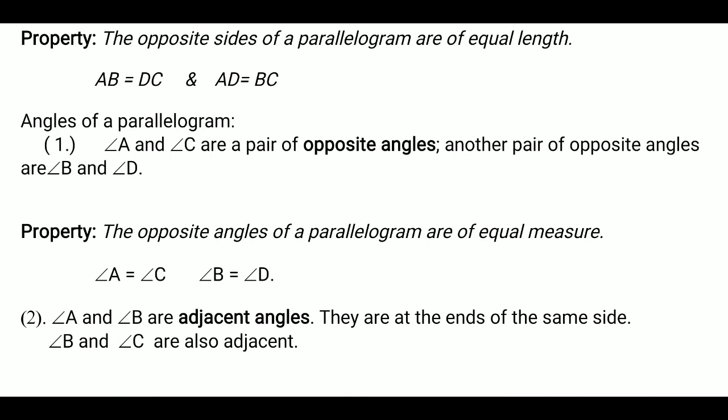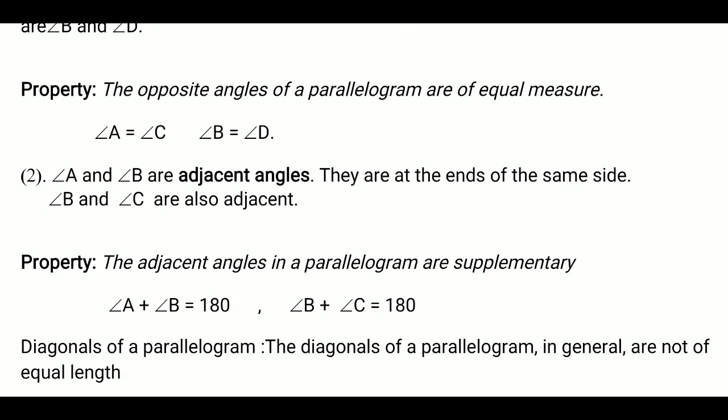Second, angle A and angle B are called adjacent angles. They are at the end of the same side. The angles which are at the end of the same side are called adjacent angles. Angle B and angle C are also adjacent angles. Now the property for adjacent angles: the adjacent angles in a parallelogram are supplementary. The adjacent angles are A and B, so angle A plus angle B is equal to 180. These are supplementary angles. Angle B and angle C are also adjacent angles, then their sum is also 180 degrees.